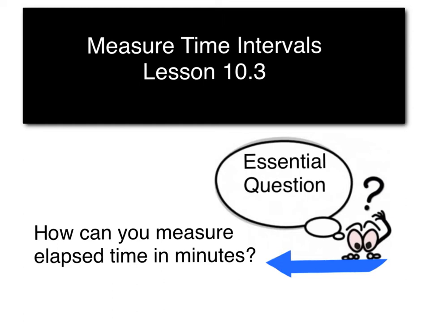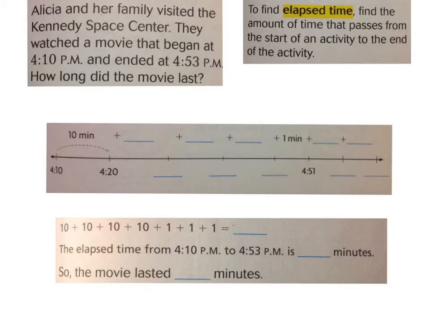Measure time intervals, lesson 10.3. The essential question for this lesson is, how can you measure elapsed time in minutes? Elapsed time is the amount of time that passes from the start of an activity to the end of the activity.